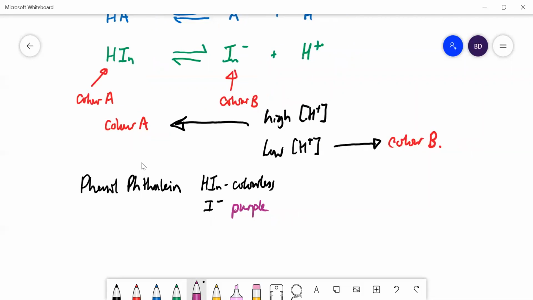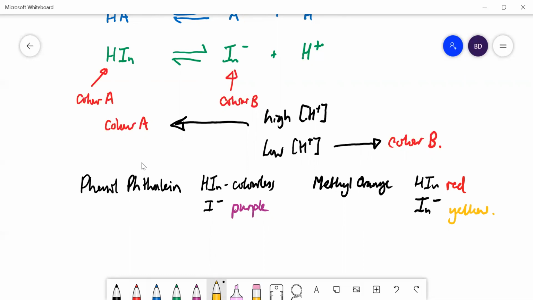And the other good example, let's have methyl orange. In acidic solution, it's red. So, sorry, I'll put down HIn is red. And the In minus is yellow.